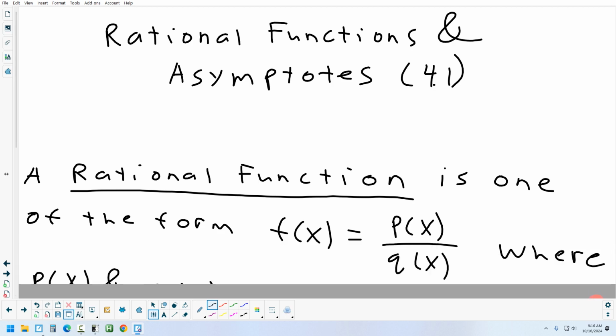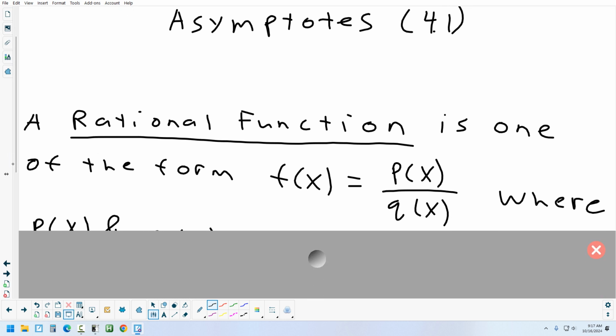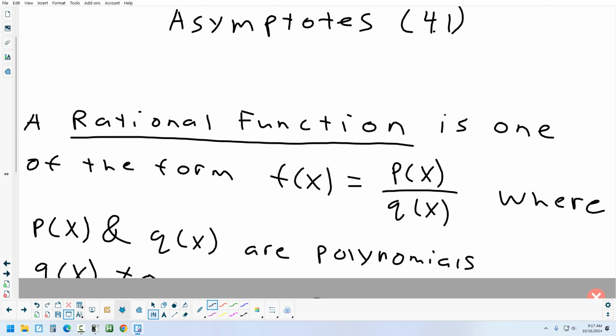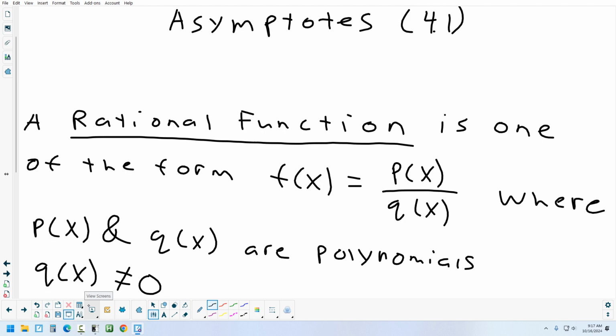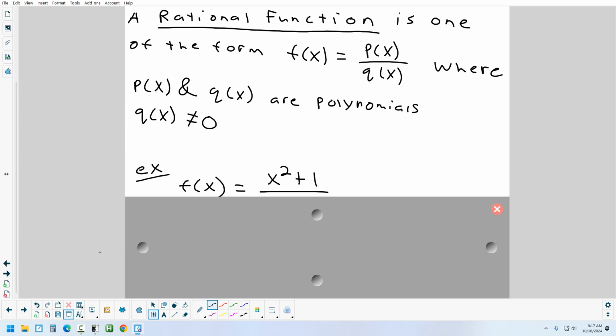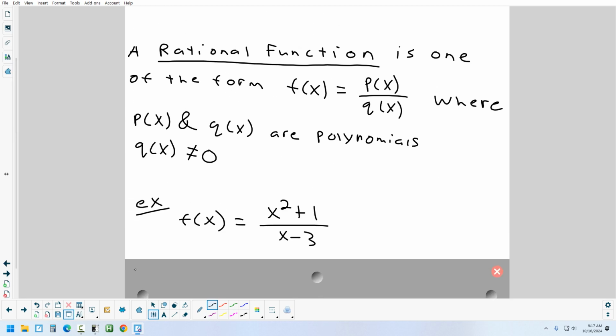So what is a rational function? Well, a rational function is when you have a polynomial in the top and you divide by another polynomial in the bottom. Remember, the bottom can never be 0. That's important. And what's an example? Something like x squared plus 1 over x minus 3. X squared plus 1 is a quadratic. X minus 3 is linear. If you take a quadratic and divide by a linear, they're both polynomials, so f of x is called a rational function.